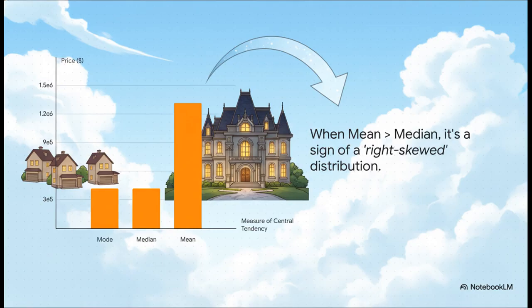And if we visualize our original house price data, you can really see what's going on. The mode and median are hanging out together, but that one giant mansion has pulled the mean way over to the right. Whenever you see the mean being bigger than the median like this, it's a dead giveaway that you're looking at what's called a right-skewed distribution.